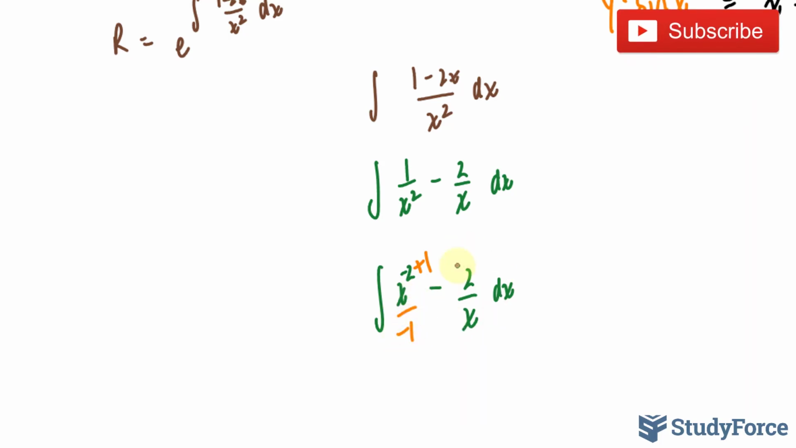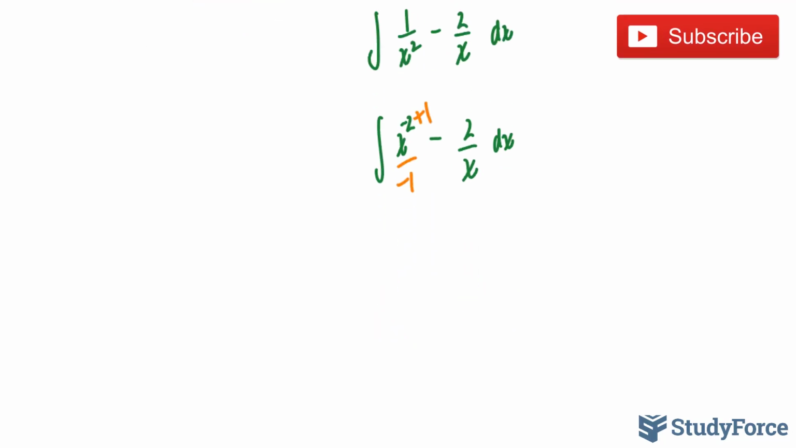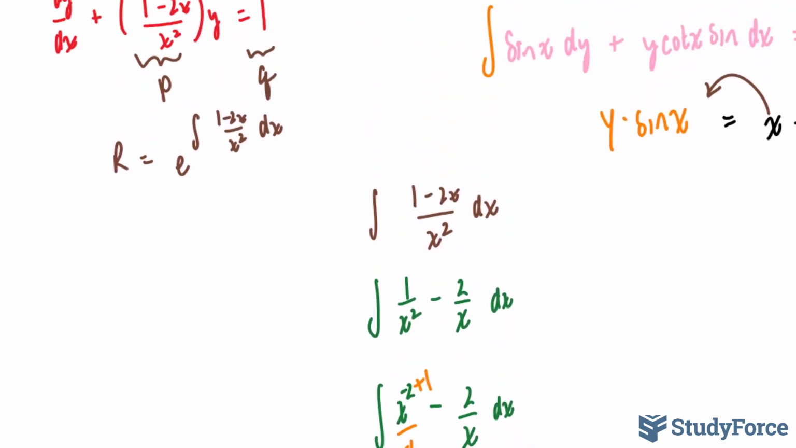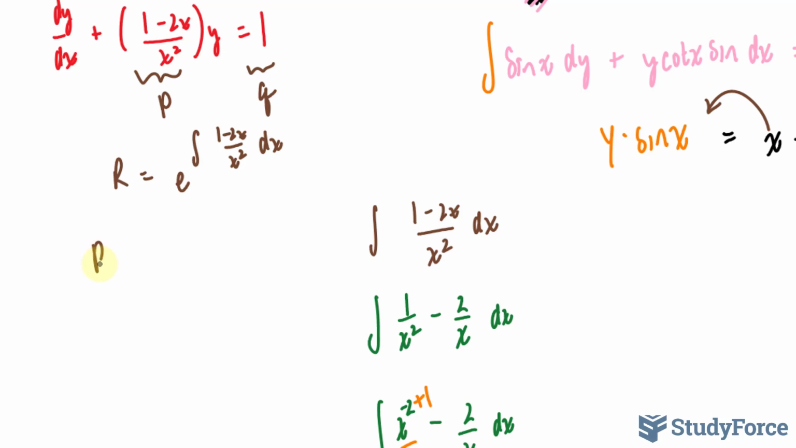And the integral of this term is actually quite easy. It's ln x. So we have x to the power of negative 1 divided by negative 1, which makes it negative. And this over here has become 2 times ln absolute of x. Let's clean this up a little bit more. This becomes negative 1 over x, and this stays the way it is, 2 times ln absolute of x. This has now become the exponent of e, where I have r is equal to e to the power of negative 1 over x minus 2 ln absolute of x.